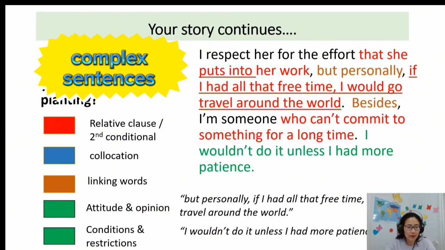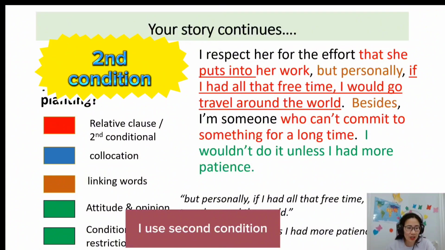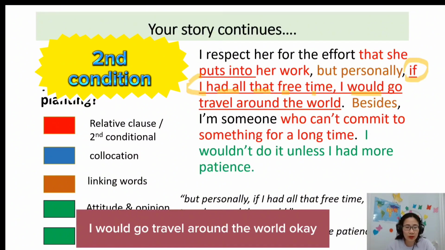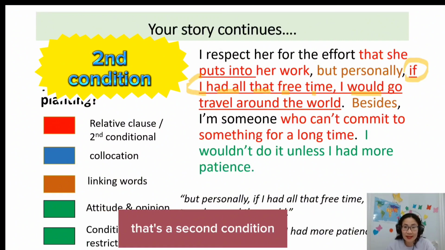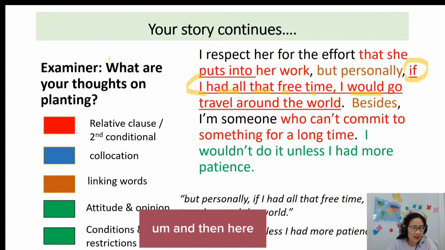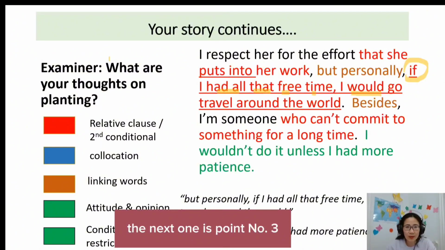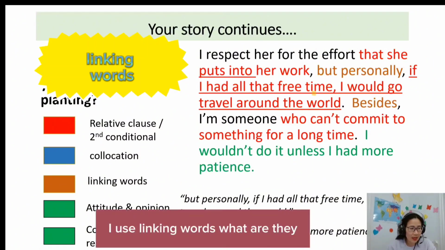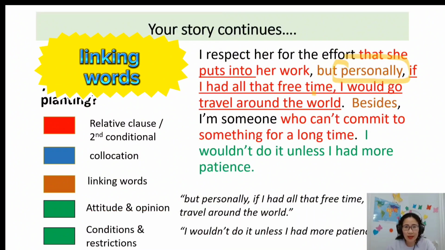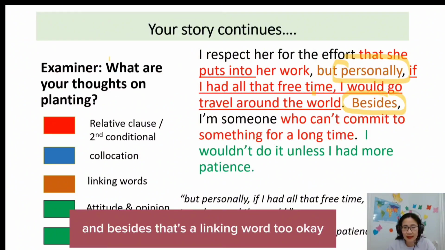Point number 2, I used second condition. So for example, over here, if I had all that free time, I would go travel around the world. That's a second condition. And then the next one is point number 3. I use linking words. What are they? Well, here, but personally, that's a linking word. And besides, that's a linking word too.